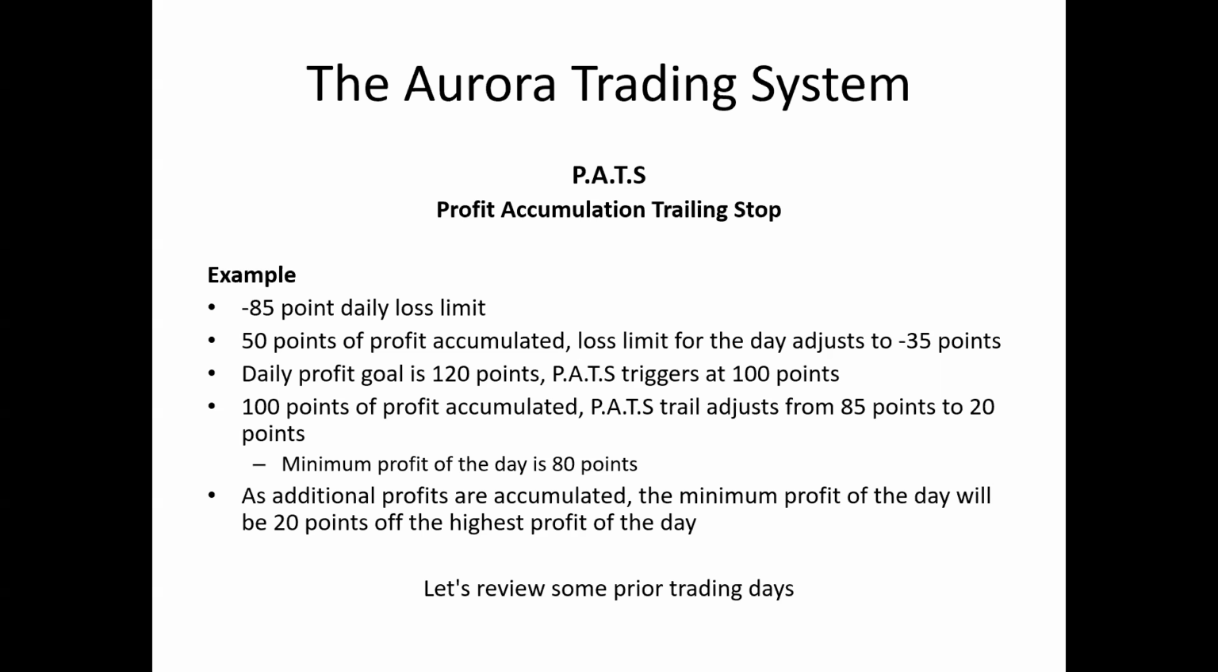At 100 points of profit accumulated, I'm no longer going to accept giving back 85 points. So at 100 points, which is my trigger, which is 20 points off of my personal trading plan goal of 120, I'm going to adjust my trailing stop now from 85 points to 20 points.